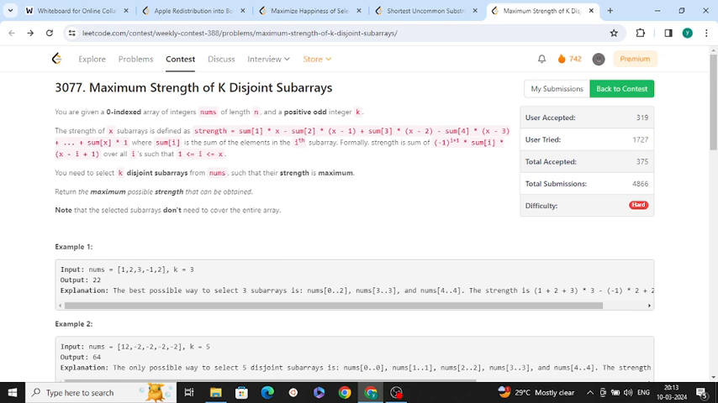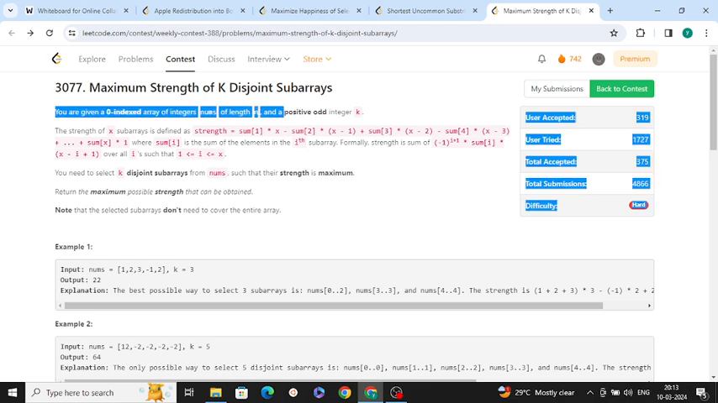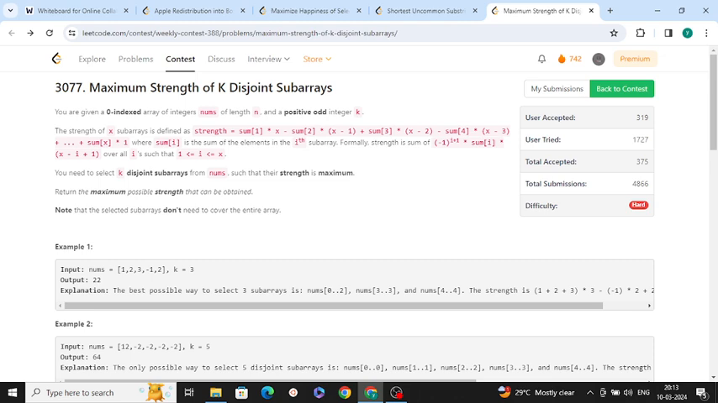So let's say we are given a zero-indexed integer array nums of length n. We are given a positive odd integer k, right? What we need to do is maximize the strength. So we need to divide our array into k disjoint subarrays. We need to break the array into k disjoint subarrays, and we need to maximize the strength.